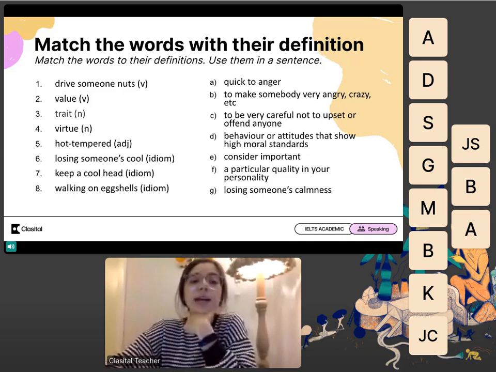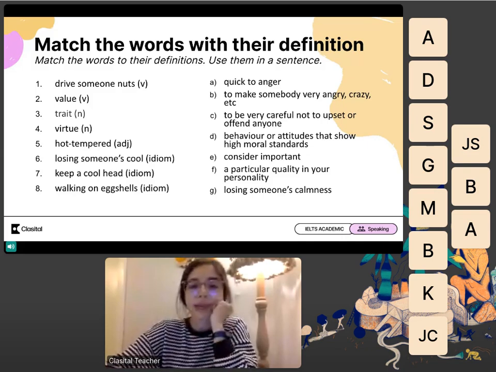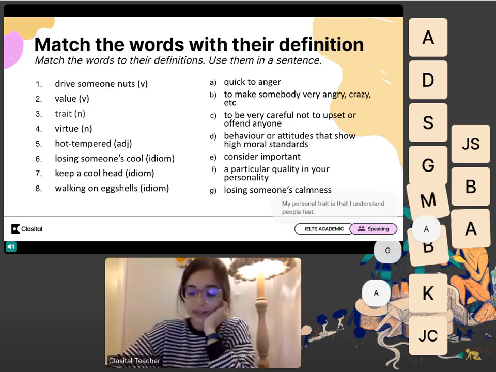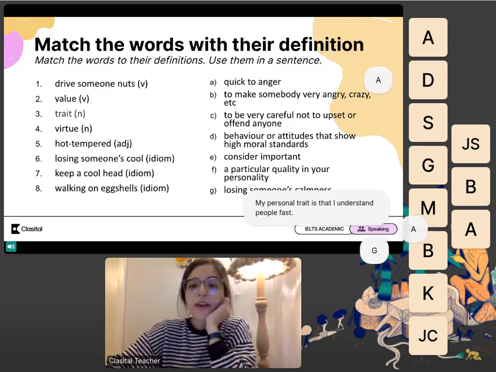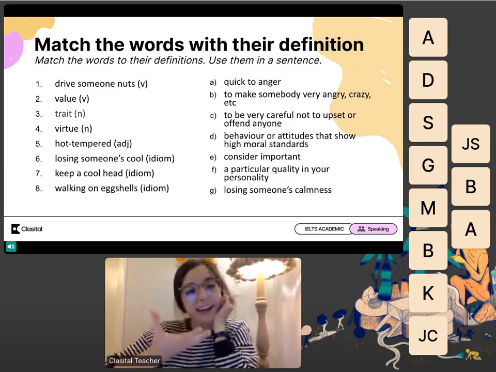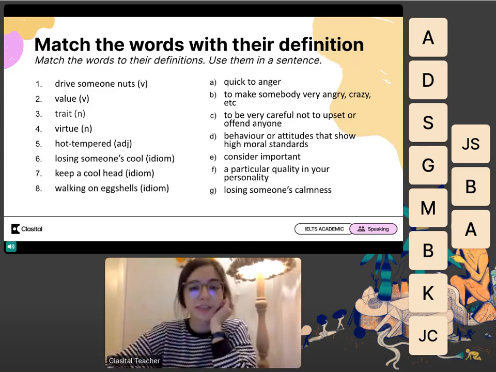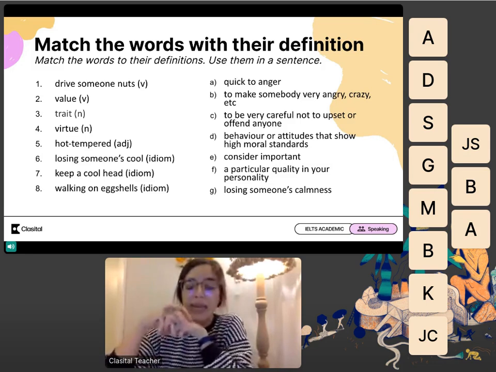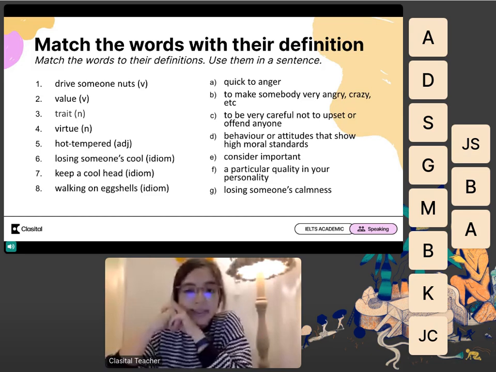Okay, number 5, hot-tempered, in adjective form. Think of it in a not literal way, like hot in terms of degrees, but think of it in a figurative way.